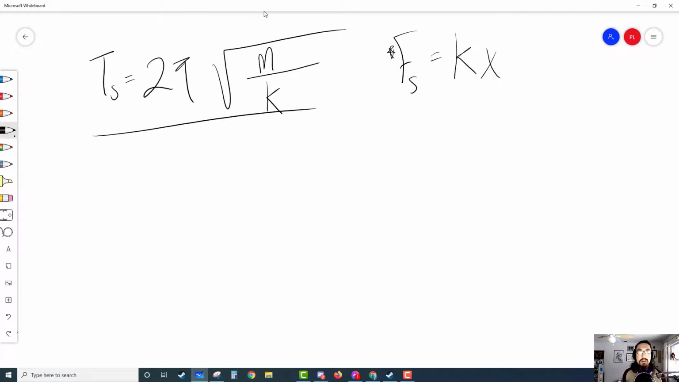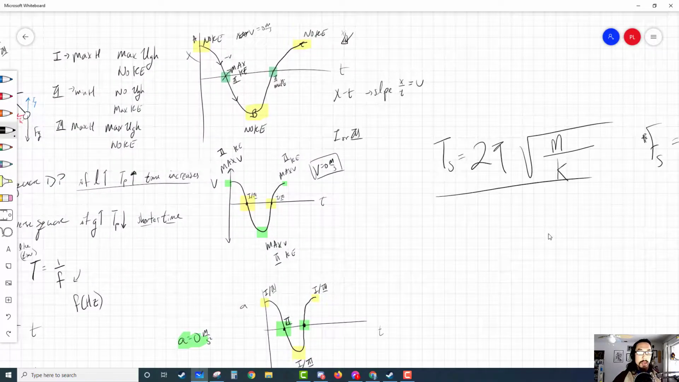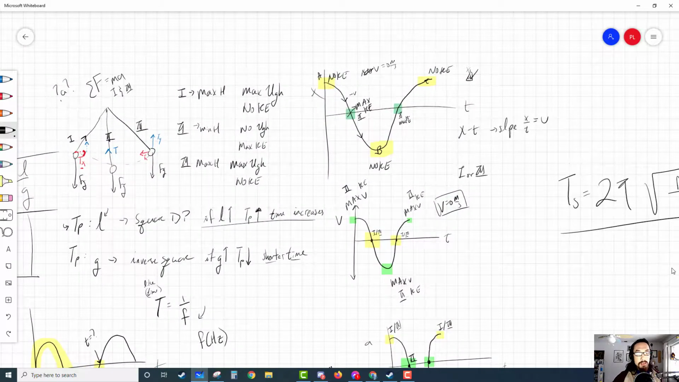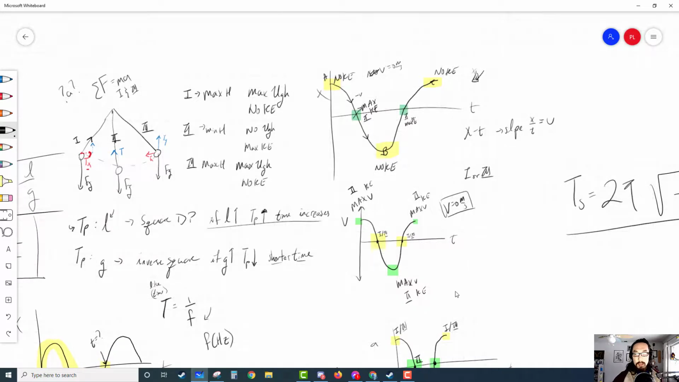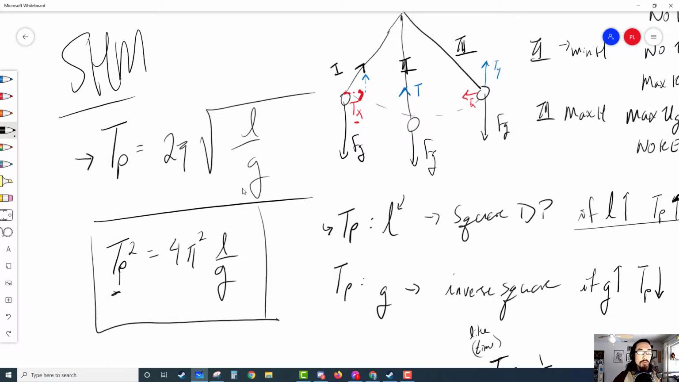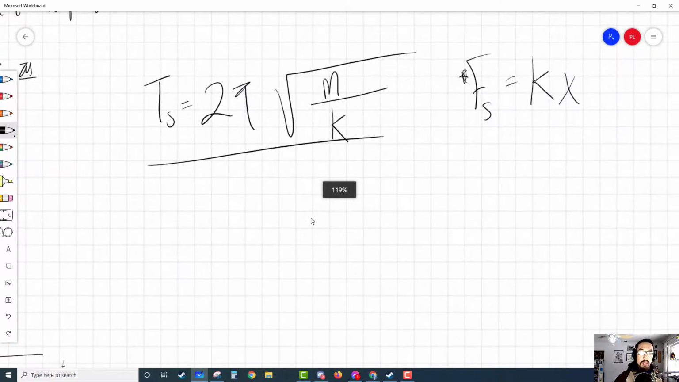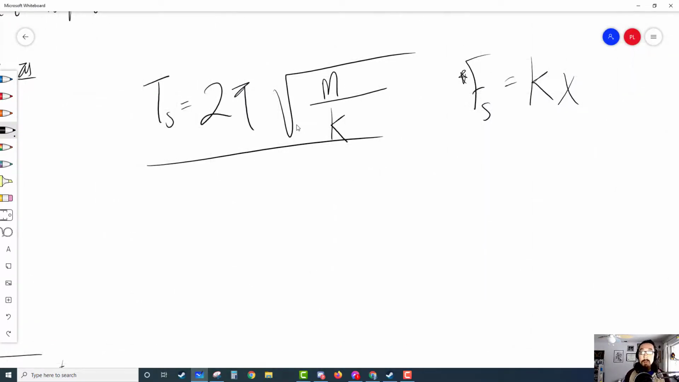Notice, this is very much like the equation for a pendulum. It doesn't matter how high up you release it. The only thing that matters is the length and the acceleration due to gravity. So notice here, x is not a part of the equation. It doesn't matter how much you compress it or how much you stretch it. The only thing that matters is how much mass is attached, or how strong that spring is.